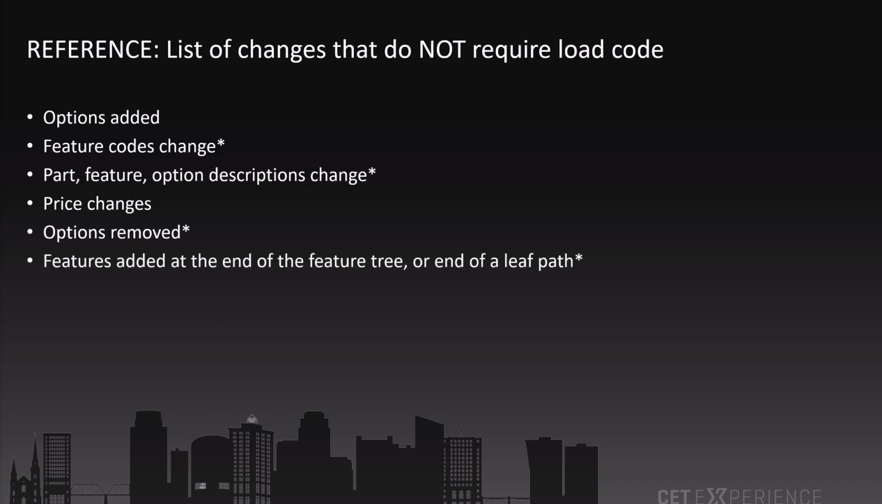And if features are added at the end of the feature tree, so in your top level features, so your indexes, 0 through however many features you have, or if they're added at the end of a leaf path, so feature, sub-feature, sub-feature, and then maybe you add another one down the tree as a leaf. Again, I added an asterisk. You do not need load code if you have a generic load code method.